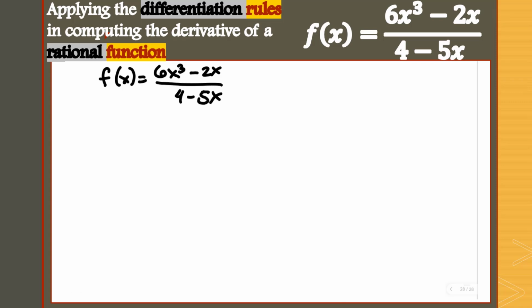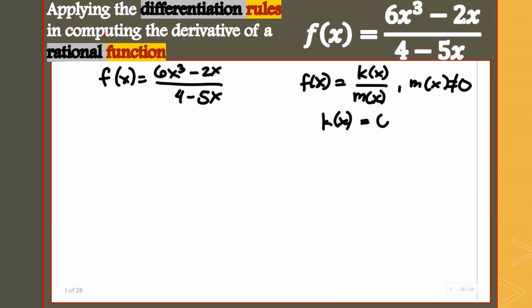Clearly, this is an example of a rational function, and we can identify it using the idea of the rational function where, if this is f of x, then f of x is a combination of k of x over m of x. I'm just using other variables to make sure this is not confused with the already proven rules, where m of x is not equal to 0. Our k of x here is 6x cubed minus 2x, while our m of x is the denominator 4 minus 5x.